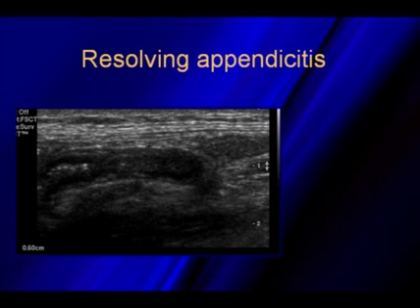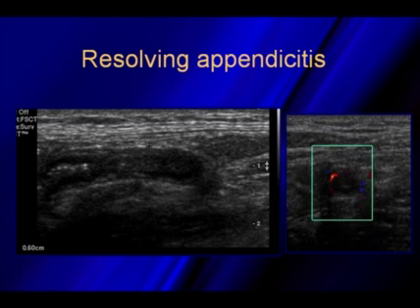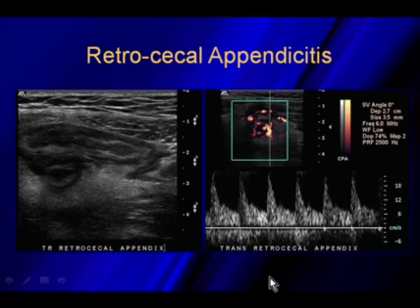Appendicitis can also resolve. This is a patient where the appendix was enlarged. We followed them up. You can see that there's distension of the lumen, some pus in here, and this appendix only measures 6 millimeters. We followed her up and it returned back to a normal size. So we have seen cases of appendicitis that resolved as long as they do not have an appendicolith obstructing the appendix. You can see there was still some hyperemia within this appendix on color Doppler in the short axis view.